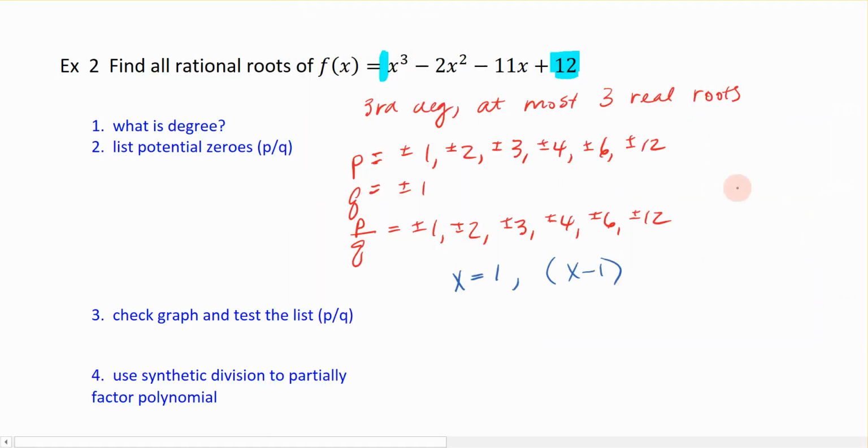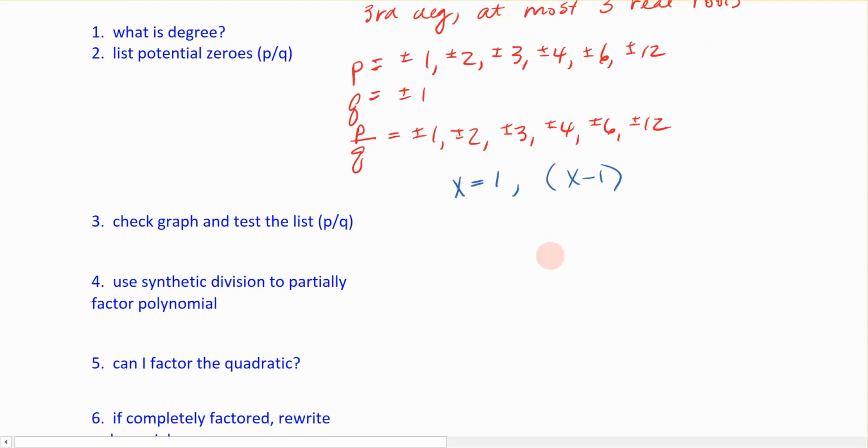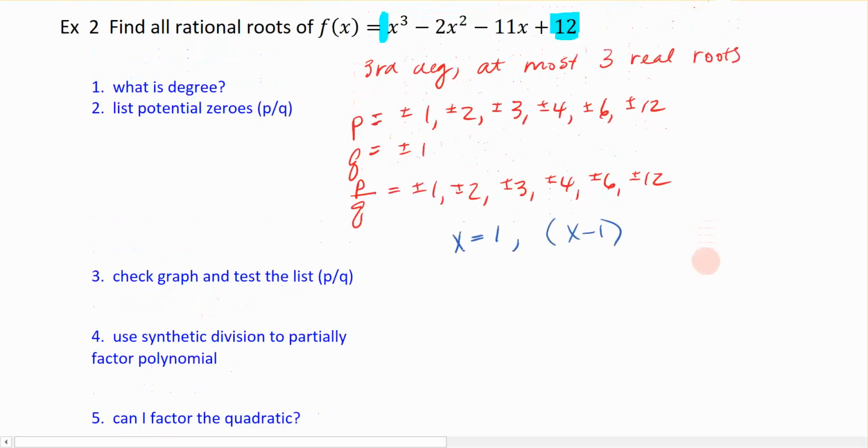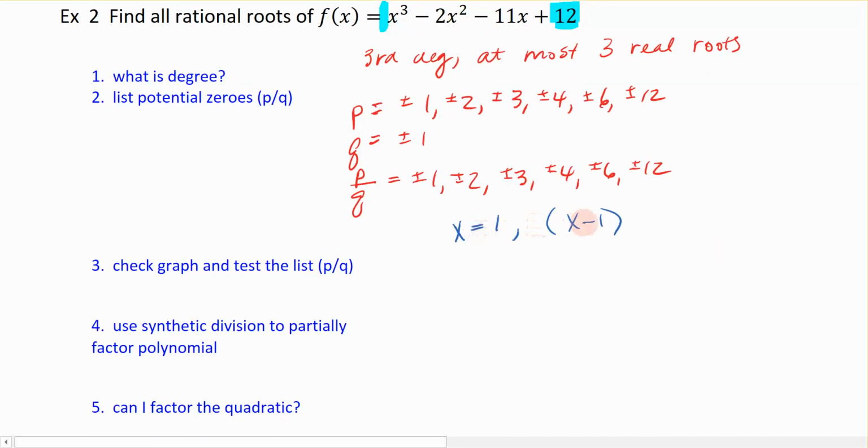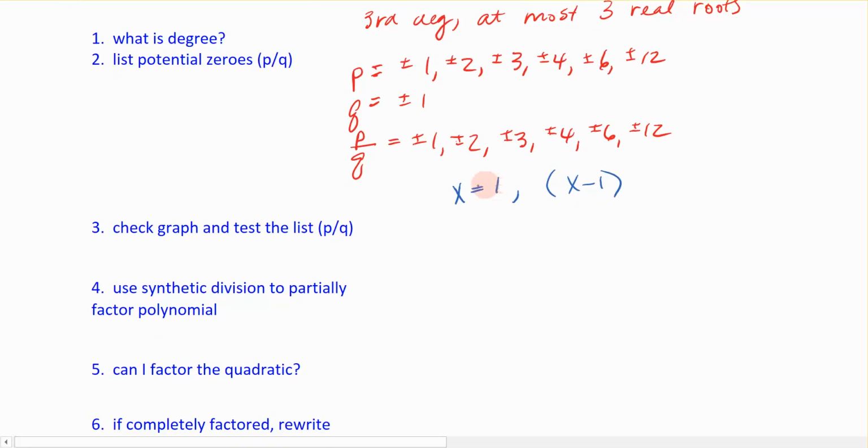Now we're going to come down and we're going to use synthetic division to partially factor this polynomial. Because if x equals 1, or x minus 1, is a factor of this, then I can divide this polynomial by this factor to reduce it so I can maybe factor it using the quadratic formula or something. So we're going to use synthetic division with this factor here.